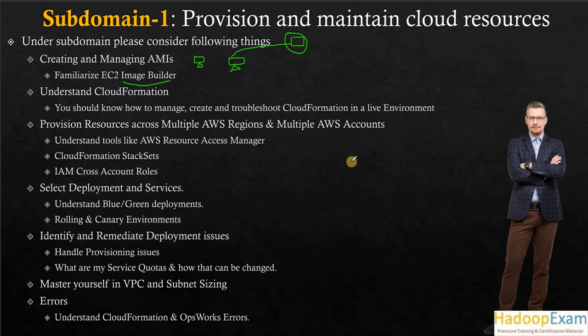Understand CloudFormation. You should know how to manage, create and troubleshoot CloudFormation in a live environment. Provision resources across multiple AWS regions and multiple AWS accounts. It is assumed that when you are taking the certification you are preparing for a large enterprise. A large enterprise can have multiple departments across regions. Take one of the largest financial institutions: they have a global presence in all countries. So how do you make sure your system setup works across all regions?